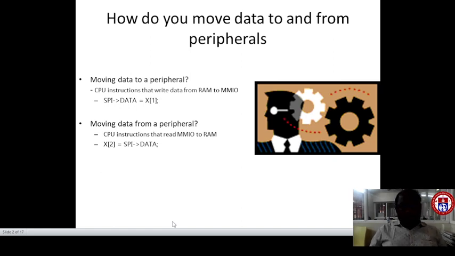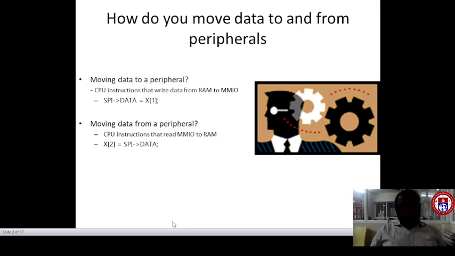Let us consider that I want to transfer data from a peripheral or to a peripheral. We can follow two types that are mentioned here. One is moving data to a peripheral, where we use some CPU instruction to write data from RAM to the memory-mapped I/O architecture. The data will be moved to an array, that is x of 1.